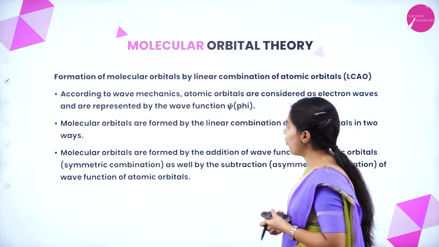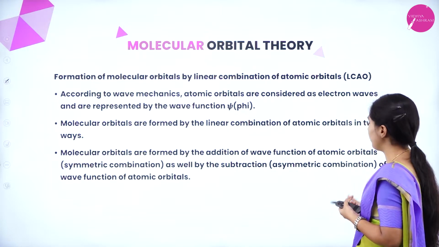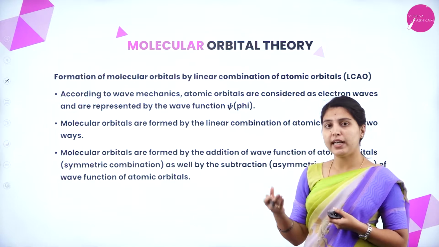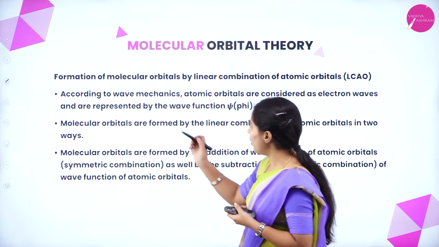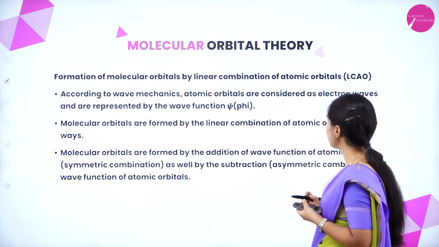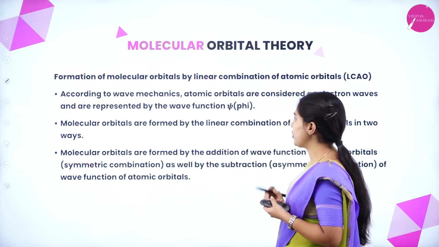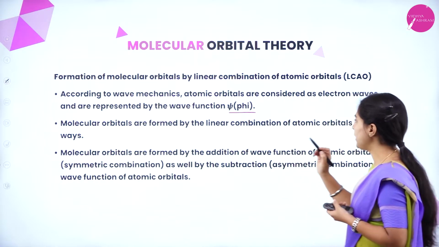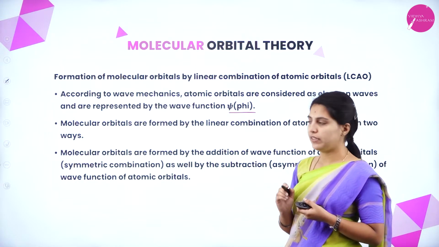Next one, the formation of molecular orbitals by linear combination of atomic orbitals. I have told already how the bonding molecular orbital and anti-bonding molecular orbital will form. According to wave mechanics, electrons in atomic orbitals are considered as waves represented by the wave function, that is phi. Molecular orbitals are formed by the linear combination of atomic orbitals in two ways.